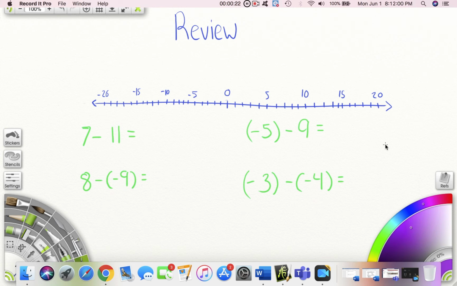And we're going to hop right into it. So today we are doing subtracting integers without the use of a number line. And then Friday we're going to be doing word problems with integers just to kind of round out this unit.